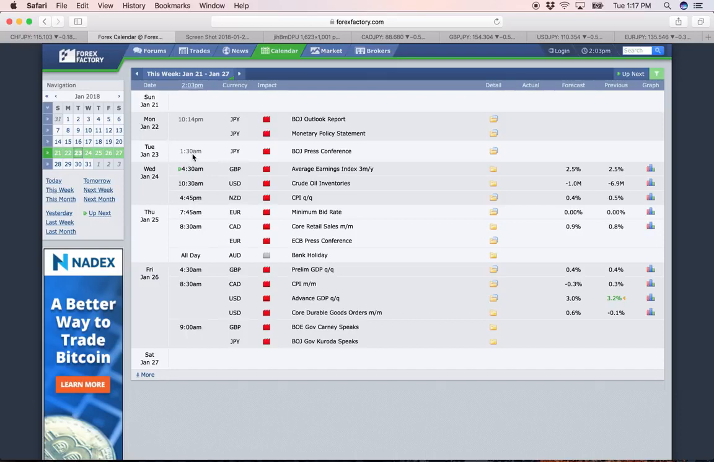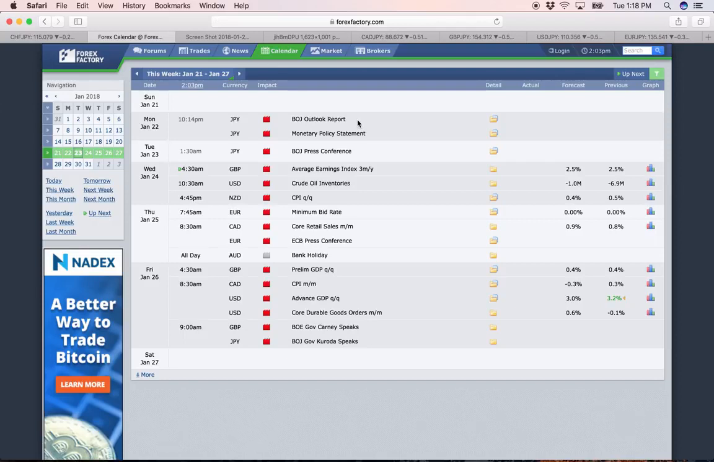So at 1:30 a.m. we had the BOJ press conference on the JPY pairs. Before this, three hours earlier, we actually had another outlook report for the BOJ and monetary policy. I really don't care about any of this, and I don't care about the details of it, and I don't care about the forecast or the previous or the actual when it comes out. I don't even look at Forex Factory when the news comes out.